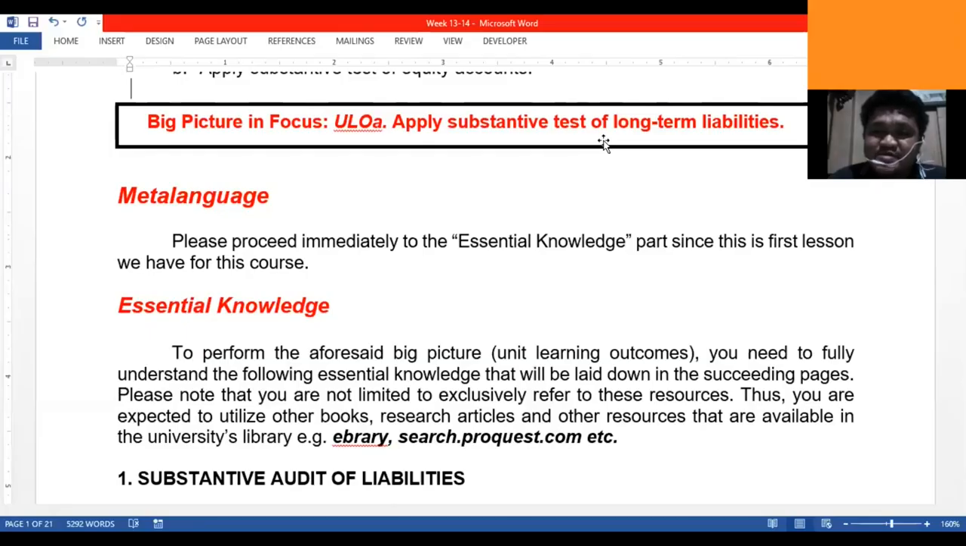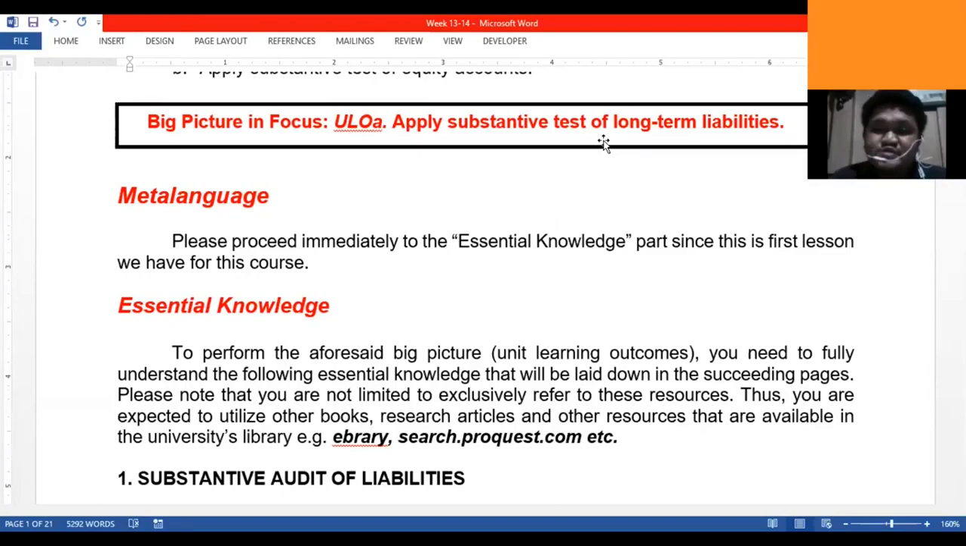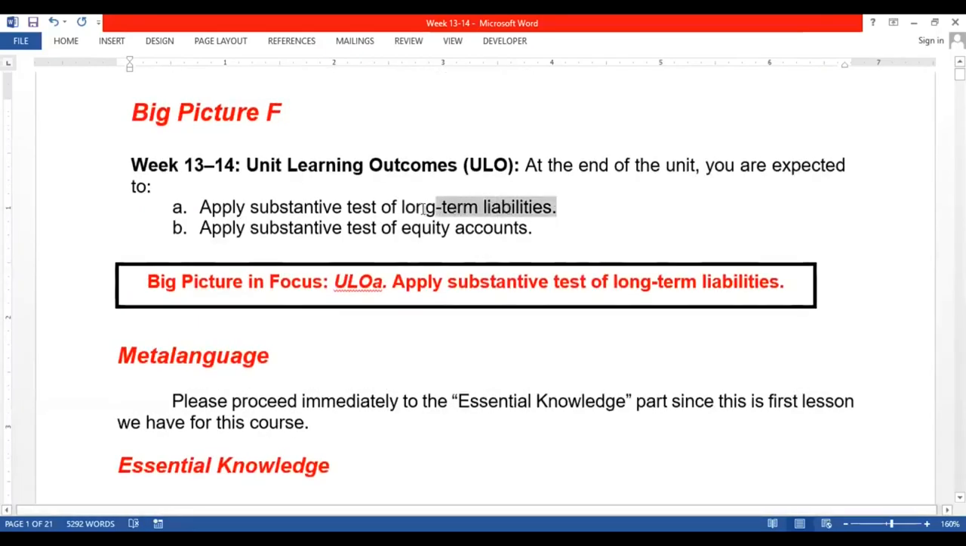States, we're now in financing. Financing may be through a long-term liability or through an issuance of an equity instrument. So in this case, we will discuss long-term liabilities and equity accounts.